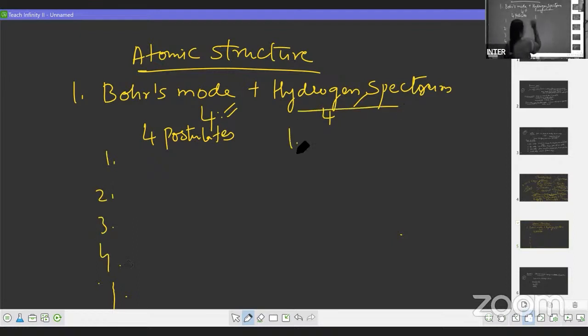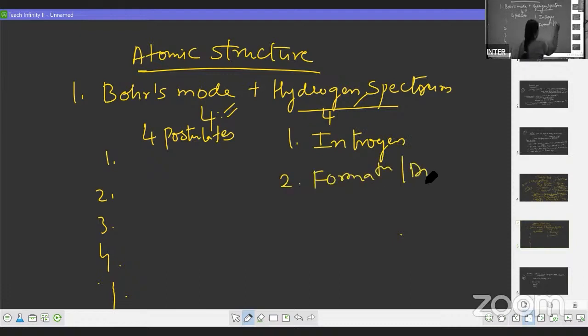Under hydrogen spectrum, first you have to write about the introduction, meaning you have to write an introduction on how the hydrogen spectrum is formed. The next you have to write the formation of spectral lines, the description of the spectral lines. Okay, so this is for 1 mark and this is for 2 marks. Please check, students.